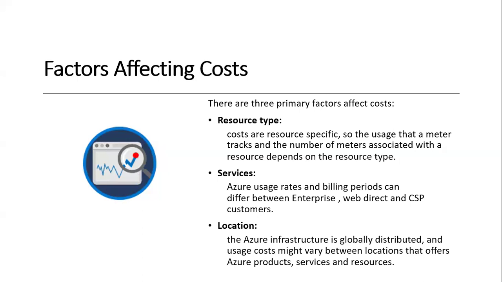So basically, the first factor is your resource type. If you are going to use a database service, the cost will be high. If you are going to use a VM, the cost will be less. If you are going to use an NSG, the cost will be less than VM. So what types of resources you are going to use is also a factor affecting your overall cost.